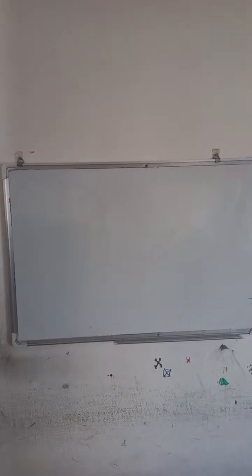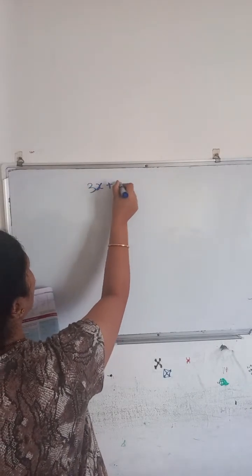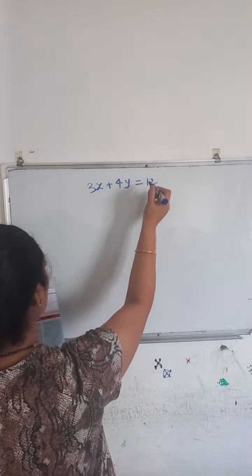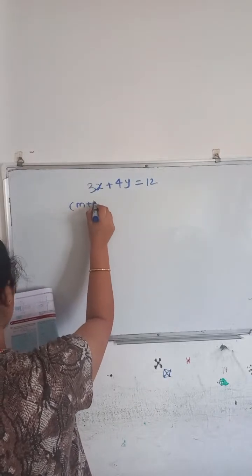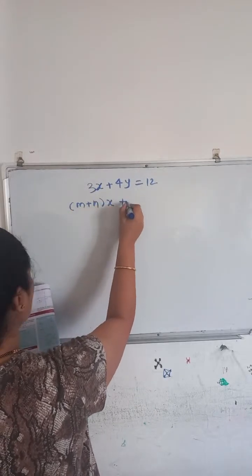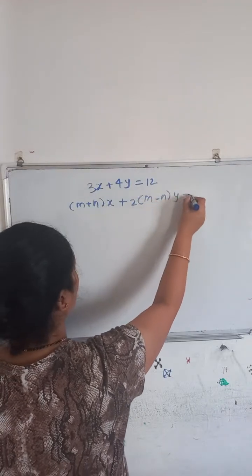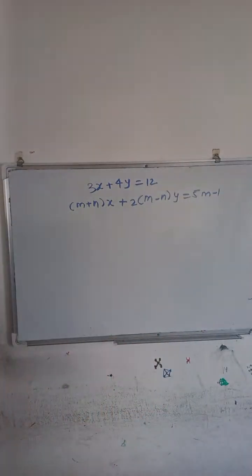3x plus 4y is equal to 12, and another equation that is given: (m plus n)x plus (2m minus n)y is equal to 5m minus 1. Okay, here is the equation, I will repeat this.